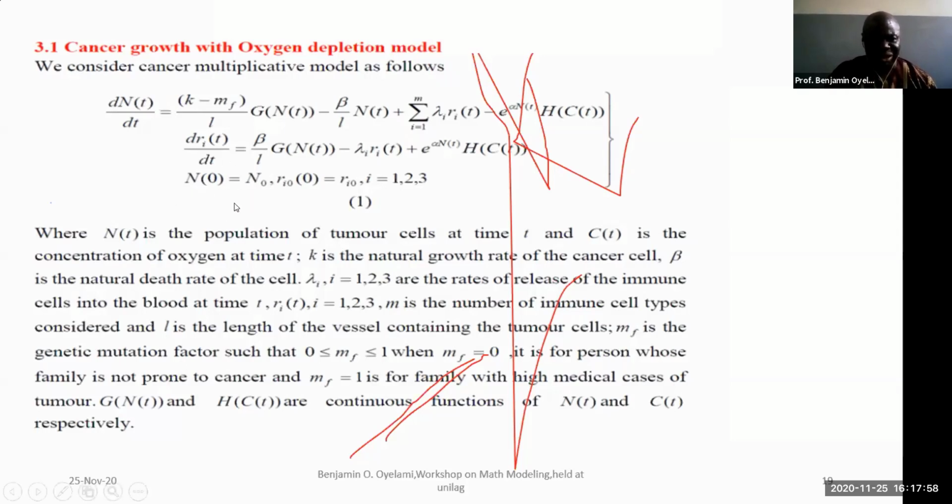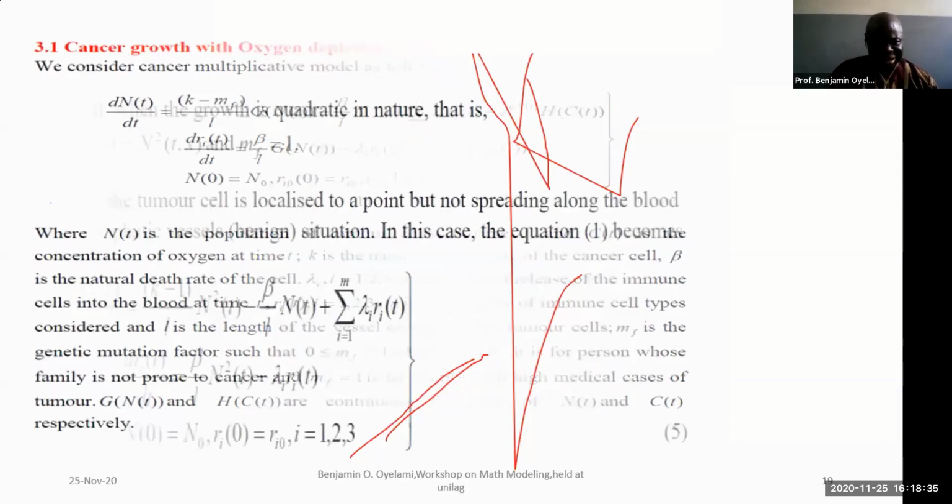And this is the population of the cancer cells present at a particular time. And this is the number of immune cells of various types that are present at that time. And this M here is a genetic factor that determines different types of families. How susceptible are they to cancer? Some families are not all that susceptible to cancer. But some families, in their genetic makeup, are susceptible. So this takes care of the genetic factor within the cancer cell.